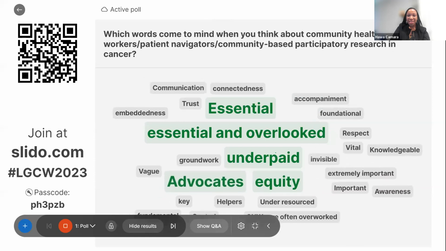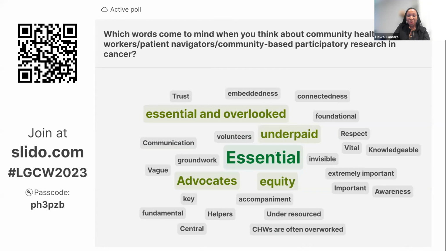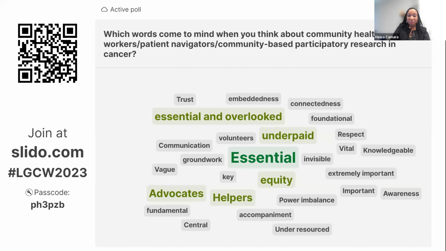Wonderful. Advocates, underpaid, that's a great one. Equity keeps coming back, equity and essential. Wonderful. We will keep this word cloud open for you, but without further ado, we'll start our presentations.